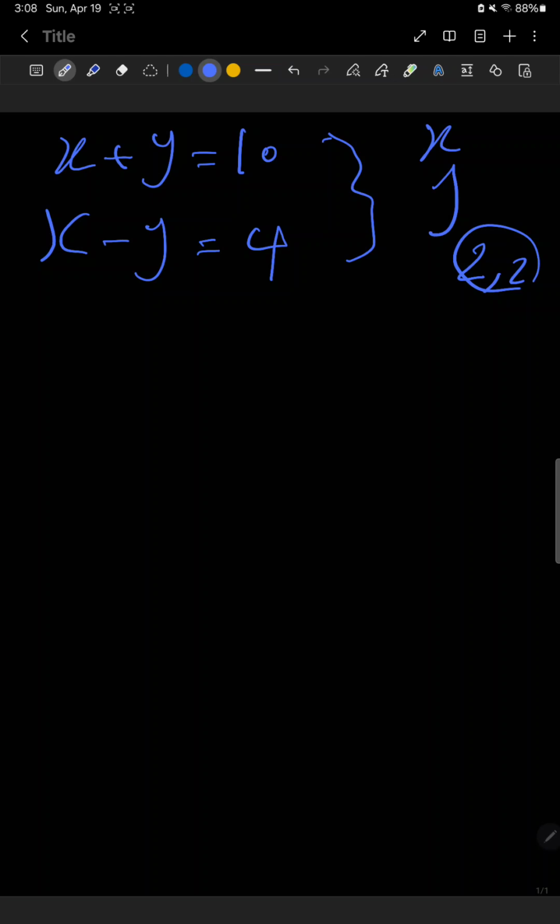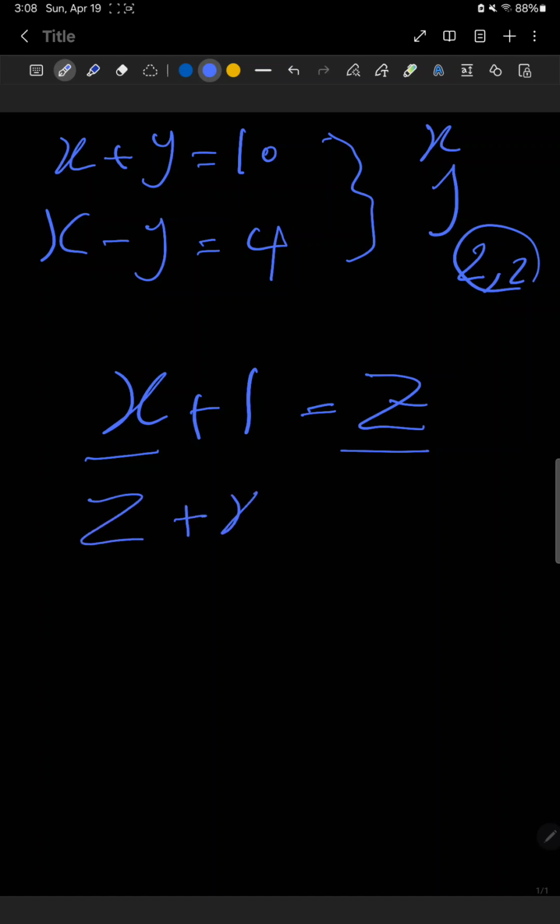If I have, for example, only one equation, let's say x plus 1 equals z, what is the value of z or x? I can't know, because I have two unknowns and only one equation. I need another equation. Let's say, for example, z plus x equals 5. Now I can solve it because I have two equations with two unknowns.